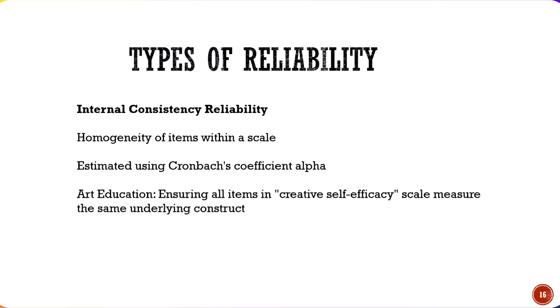Internal consistency reliability is where there is homogeneity of items within a scale. So we realize that these items are able to relate to each other, and a common factor is established between them. A typical example is when we use the Cronbach coefficient alpha. In art education, it is very helpful when we use internal consistency reliability.